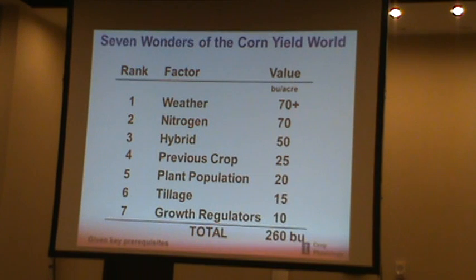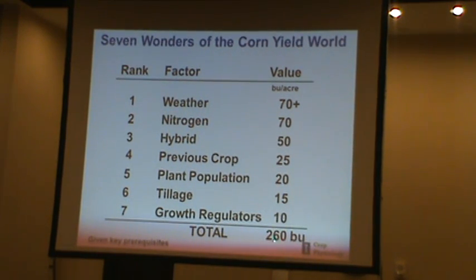And by the same token, if one of these wonders is not optimized, you're going to grow less than that. And I will bet every one of you a year of my salary that if I set my mind to it, I can grow less than 260 bushels by screwing up one of these wonders. I usually don't have to try all that hard. But 260, it's not 300. So how are you going to use this concept to grow 300?